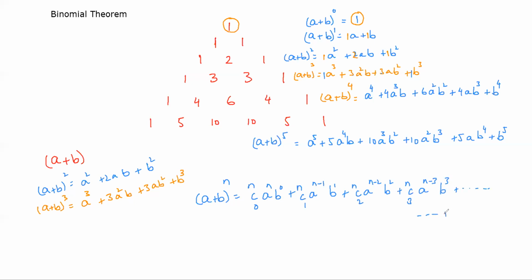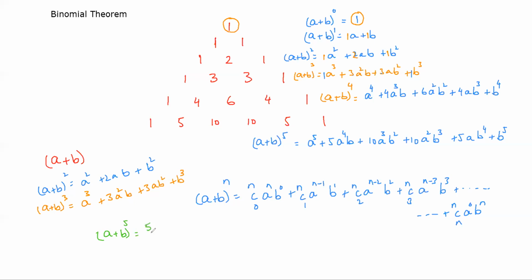Finally, you have nCn, a raised to power 0, and then there is b raised to power n. Now let me expand (a + b) raised to power 5 using this formula. (a + b) raised to power 5. So now this n is going to be your 5, okay?